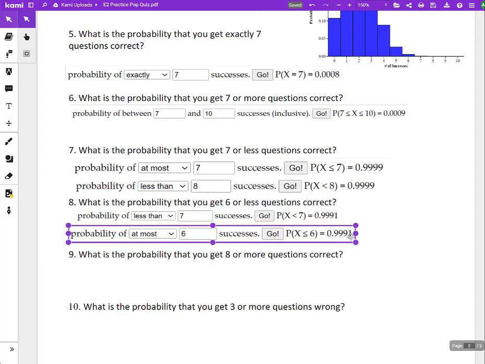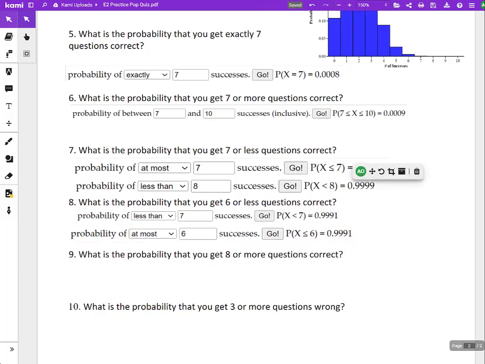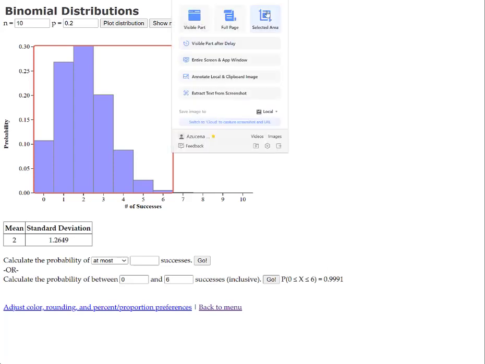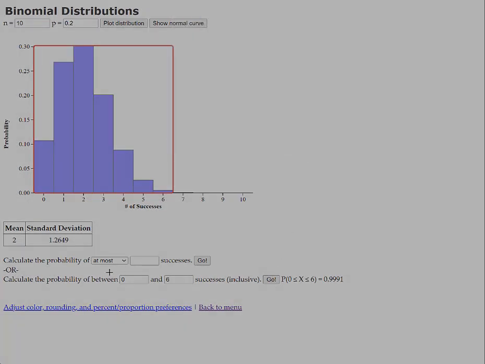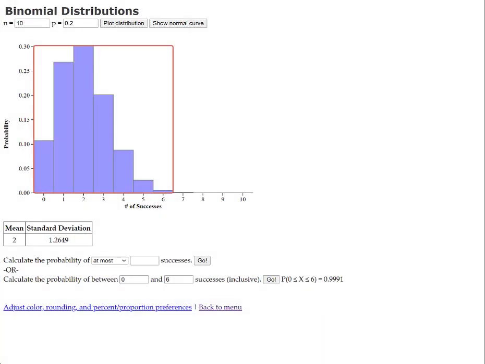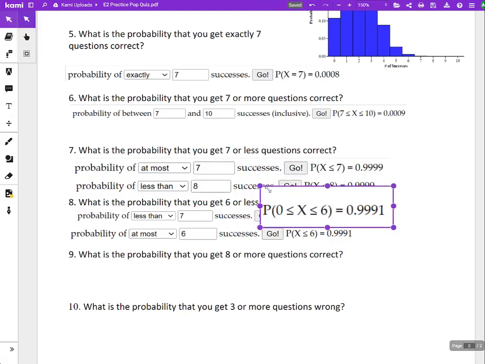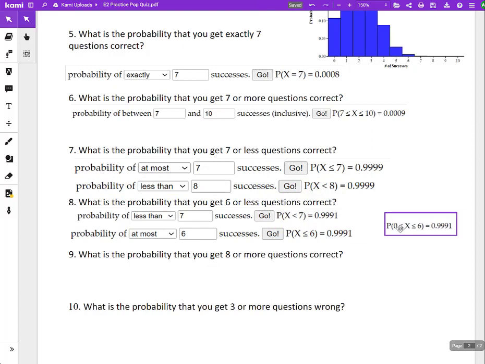Or you could just be very specific and say 0 to 6. So if I go there, get that answer. So between 0 and 6, I'll just get this piece. So that one works as well. All right. And I'll put this on the side. There we go. So all of these are different ways of getting the same answer.